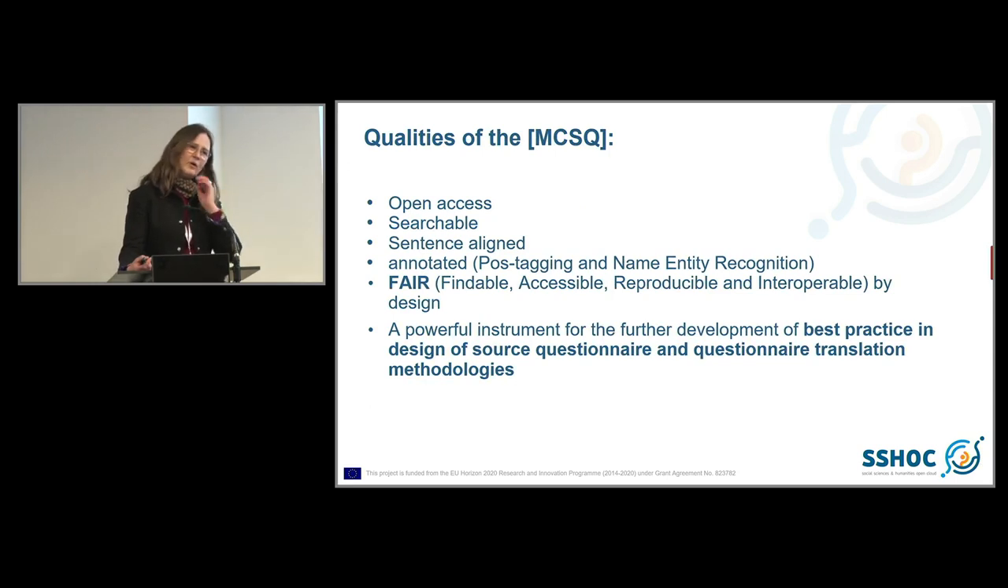And these are some of the qualities of the MCSQ. It's open access, so anybody can use it. You can also download it if you want to. It's searchable. It's sentence aligned, which means that every sentence in the source language, English, is linked to its translation into all of the languages and language varieties. So if you search for one sentence from one survey, you get it in every language it was given in. It's annotated, which means that you can search, for instance, for word classes. It's FAIR. And it's a powerful instrument for the further development of best practice in the design of source questionnaires and questionnaire translation methodologies. And we really hope you'll use it.